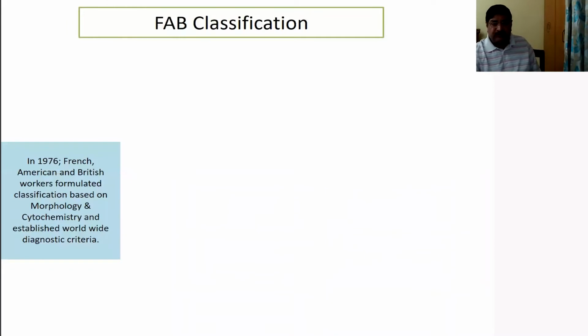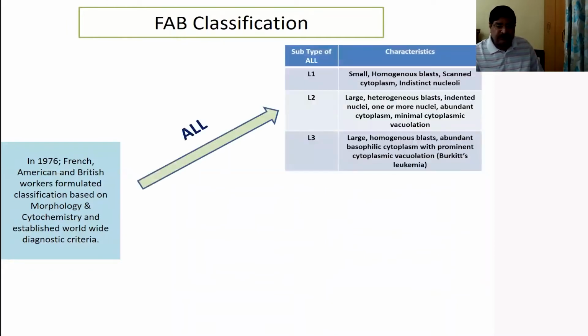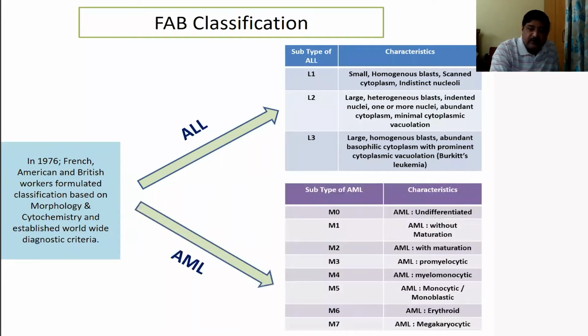So when you come to the French American British classification, which was first enunciated in 1976, it took morphology and cytochemistry as the primary modality of diagnostic criteria. When you speak about ALL, you had just three morphology types. You had the L1 subtype, you have L2 and the L3. L3 used to be called the Burkitt morphology type, where you call it Burkitt leukemia lymphoma. L1 used to have small lymphoblasts, L2 intermediate sized lymphoblasts with a heterogeneous population of blasts, both small and intermediate sized cells.